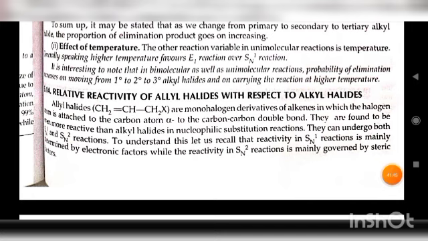Effect of temperature. The other variable in unimolecular reactions is temperature. Generally speaking, higher temperature favors E1 reactions over SN1 reactions. It is interesting to note that in bimolecular as well as unimolecular reactions, the probability of elimination reactions increases on moving from primary to secondary to tertiary alkyl halides when carrying out the reaction at higher temperatures.